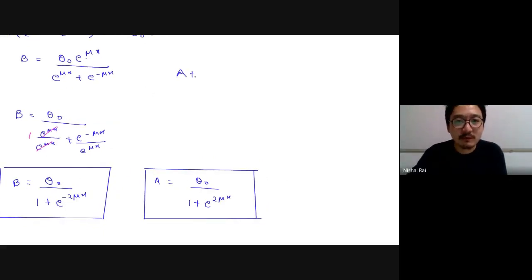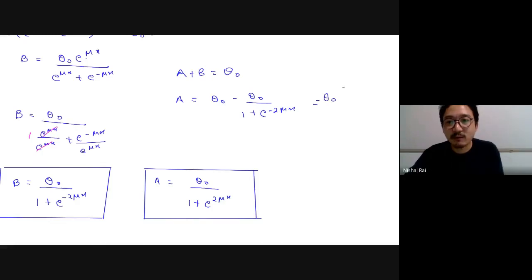A plus B equal to how much? Theta naught. Now put the value of B over here. Then you'll end up with A equal to theta naught minus theta naught over 1 plus e to the power negative 2 mu x. Now the difference of this will give you what? Theta naught, we can take it out common, 1 minus theta naught divided by this term, which is sitting over here.